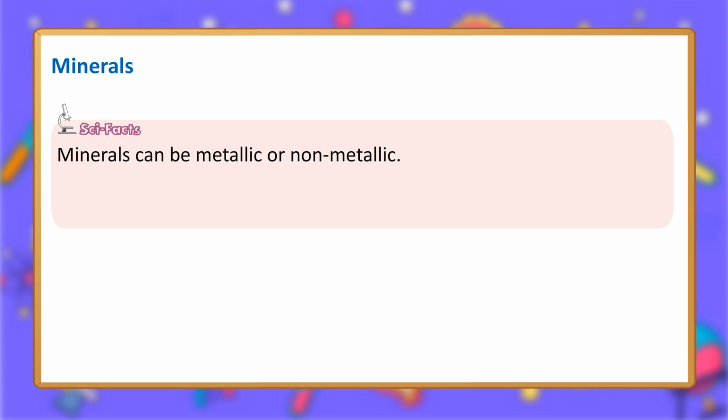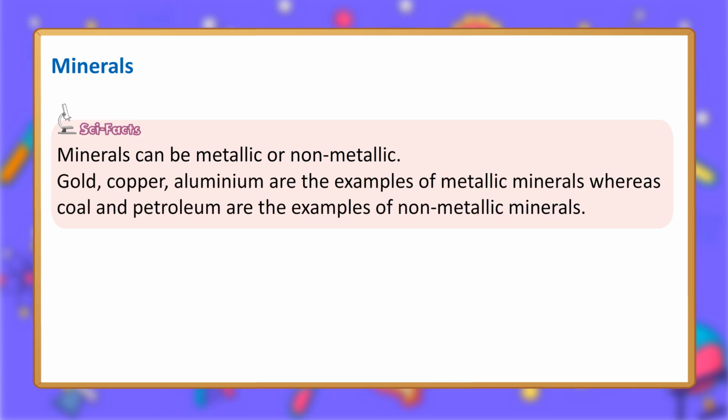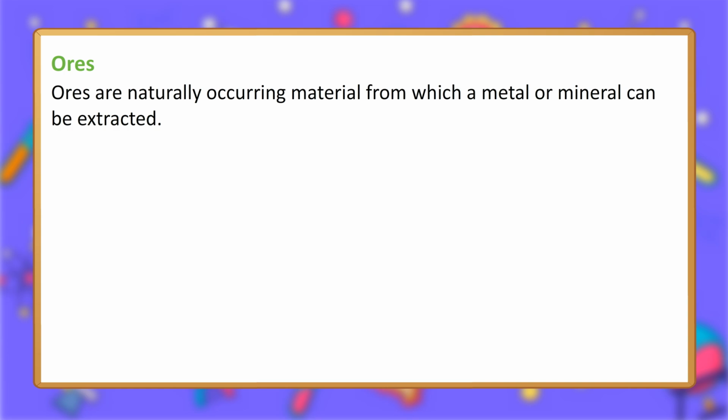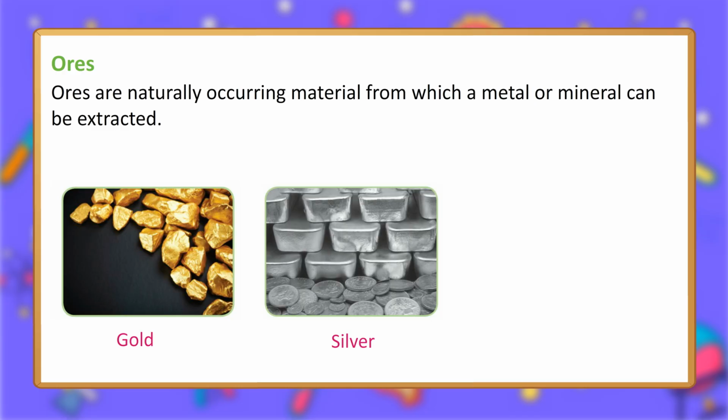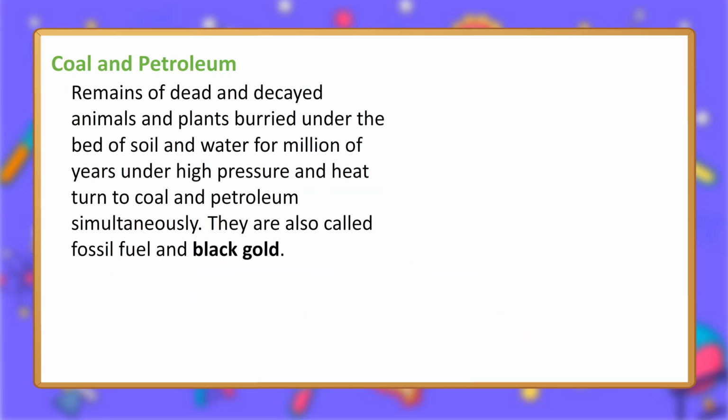Minerals can be metallic or non-metallic. Gold, copper, aluminium are the examples of metallic minerals, whereas coal and petroleum are the examples of non-metallic minerals. Ores. Ores are naturally occurring material from which a metal or mineral can be extracted. Gold, silver, iron, coal and petroleum.